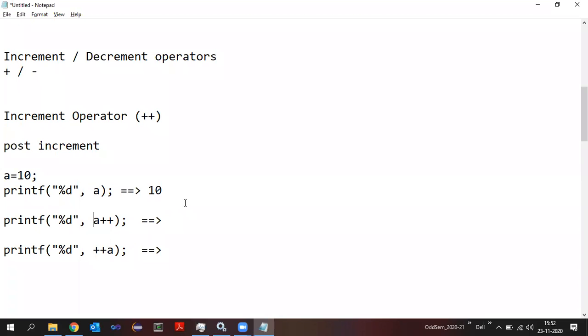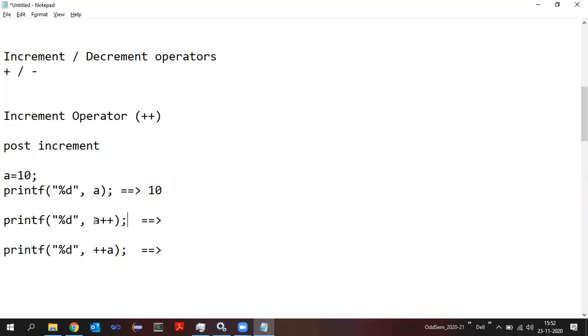Now, there is a plus plus. That means there are two pluses. What is it? It is one of the increment operators. If you just notice here, this plus plus is written where? After writing the variable. I have first written the variable and then after writing the variable, I have written plus plus. That means this belongs to the type called post increment. Post means what? After, right? So this increment operator, I am writing it after this a.